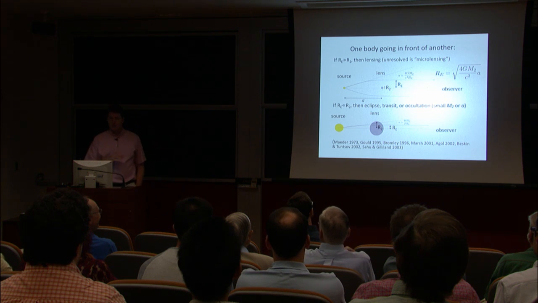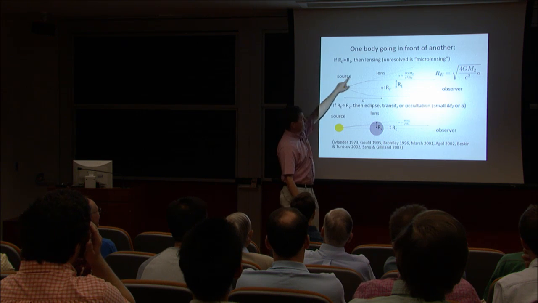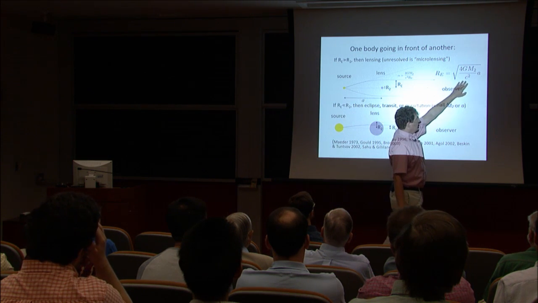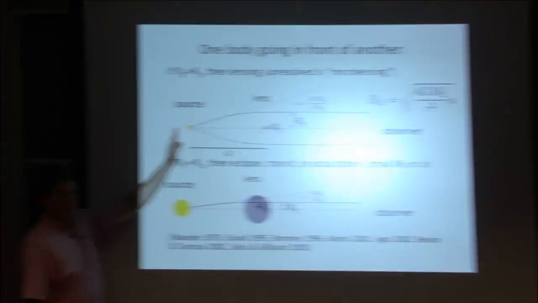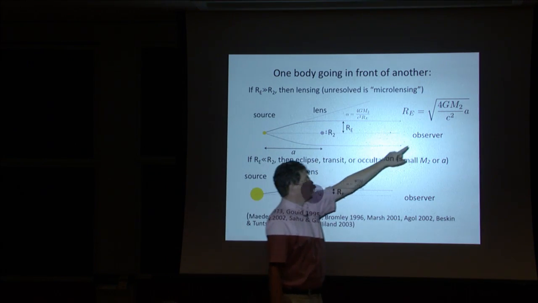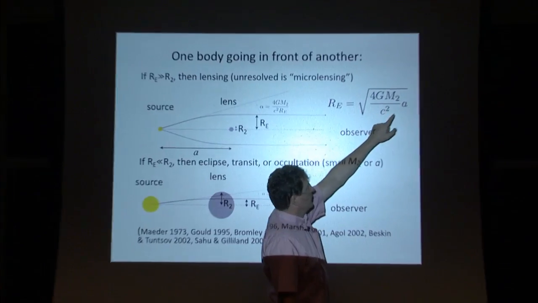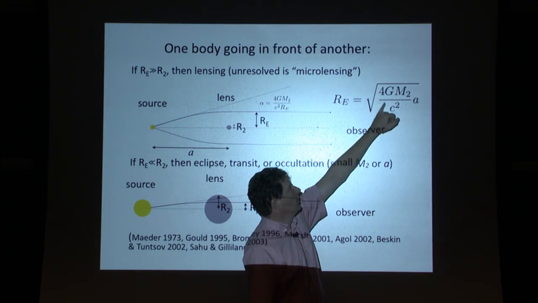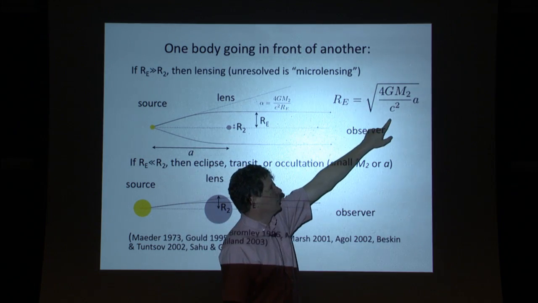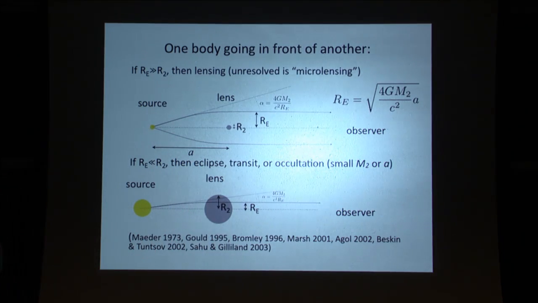Whether you get a transit or an eclipse or microlensing depends on the ratio of the Einstein radius, which I've written out here for a body that's close to a source body. So this would be relevant, say, for the same semi-major axis A of a planet or a star in a binary. The mass of the foreground object, which I've called M2 here, times 4G over c squared. Take the geometric mean of twice the Schwarzschild radius and the semi-major axis, and that gives you the Einstein radius in that limit, in which both the lens and the source are very distant.